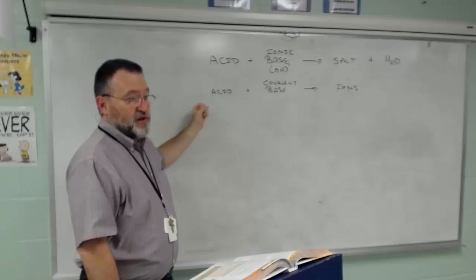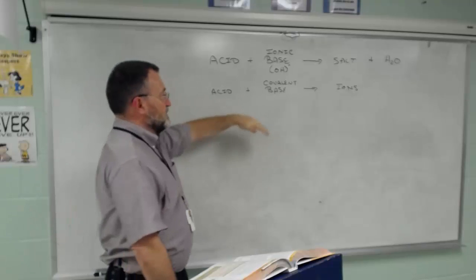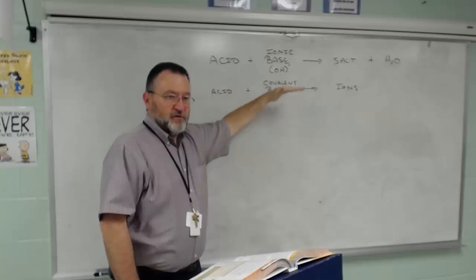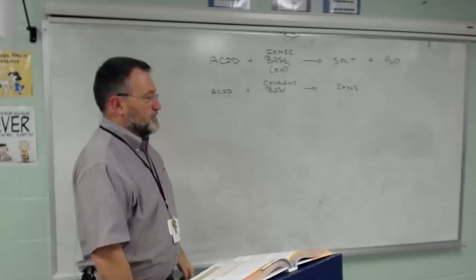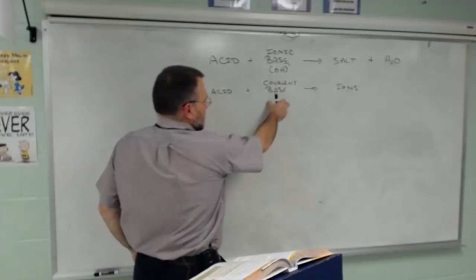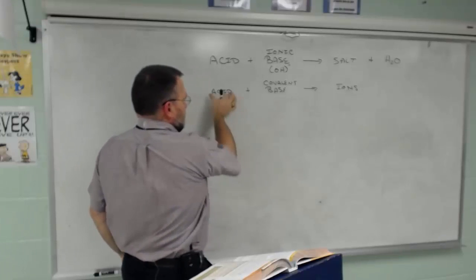Okay, so it's going to donate 1, 2, 3 hydrogens, whatever. You're going to need one molecule of base for every hydrogen that's donated. And the ions are going to be the base plus a hydrogen and the remainder of the acid.